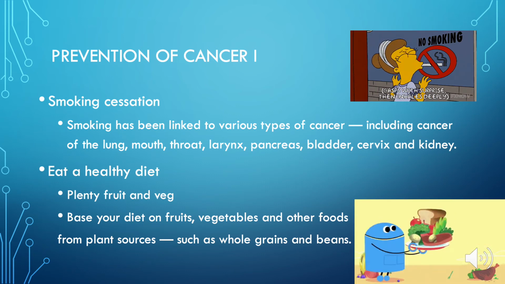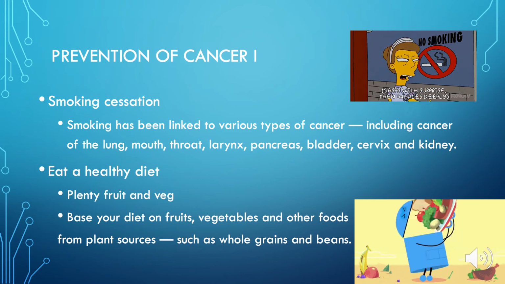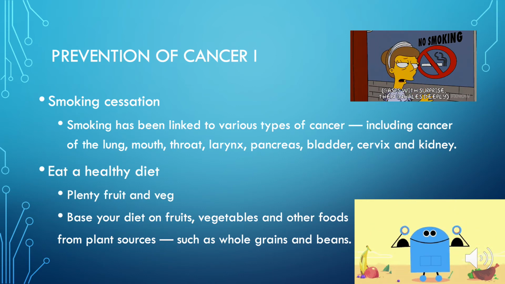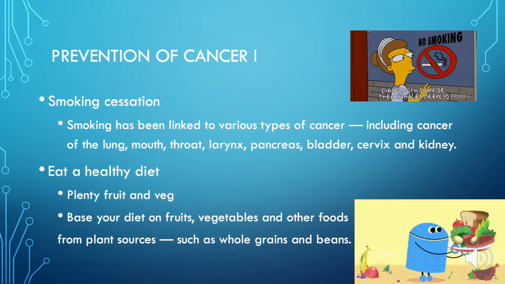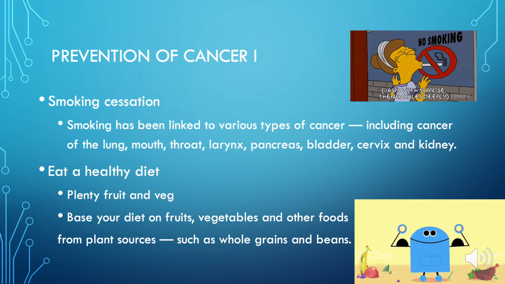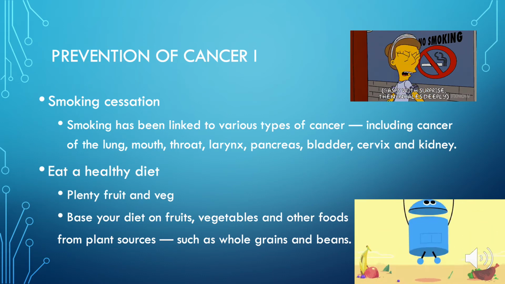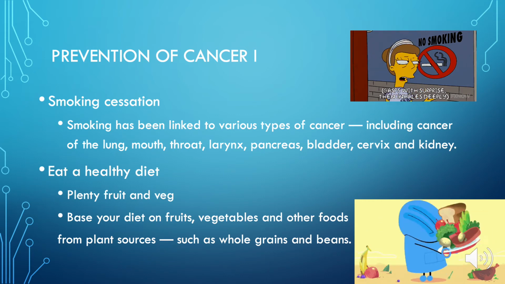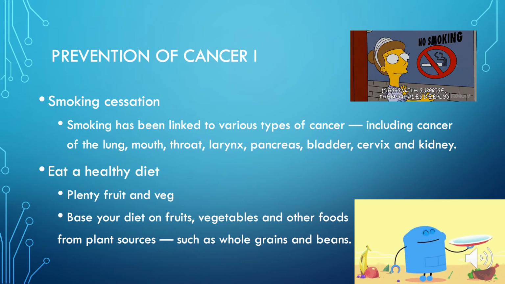Secondly, eat a healthy diet. Yes, that sounds great, but what does that mean really? Eating a healthy diet means eating plenty of fruits and vegetables. Look at that lovely cartoon you've got of that healthy, strong character having those nice fruit and vegetables. So, base your diet on fruits and vegetables and other sources of plant-based foods such as whole grains and beans.